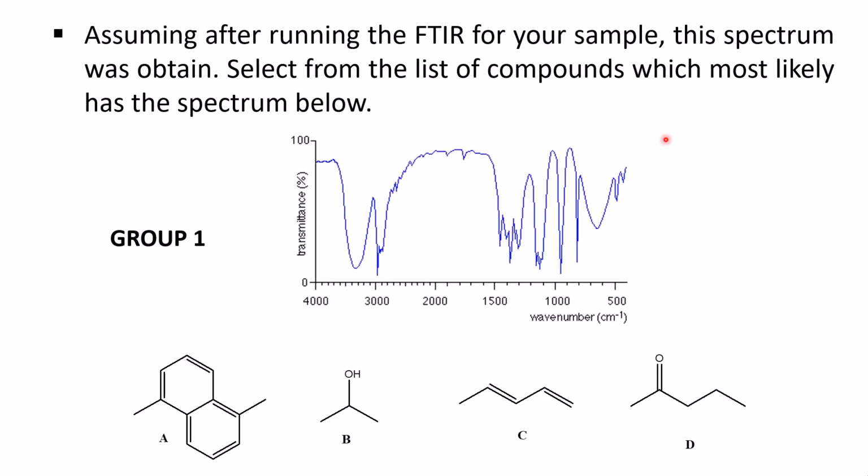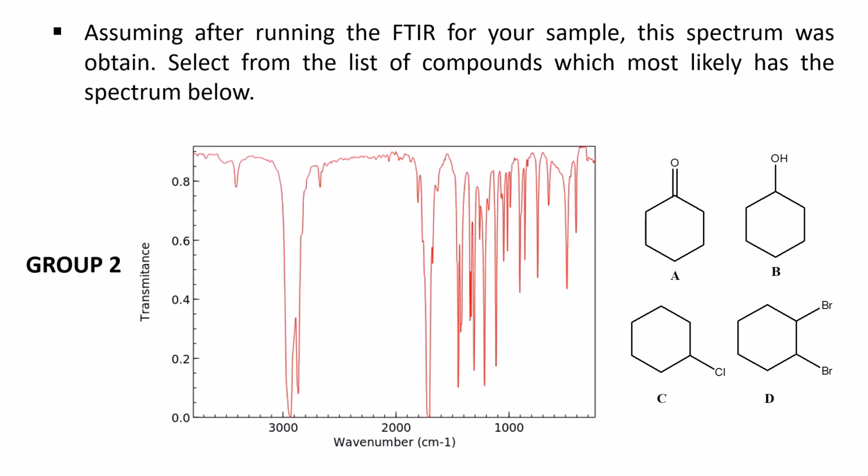So for group one, this is your spectrum. Assuming after running the FTIR for your sample, this spectrum was obtained, select from the list of compounds which most likely has the spectrum below. So you have four compounds to select, and one of these compounds has this spectrum. You have to make sure you use what has been taught to identify the spectrum here. So this is for group two.